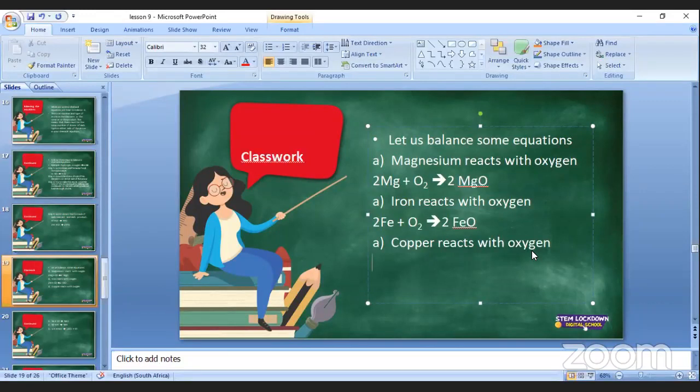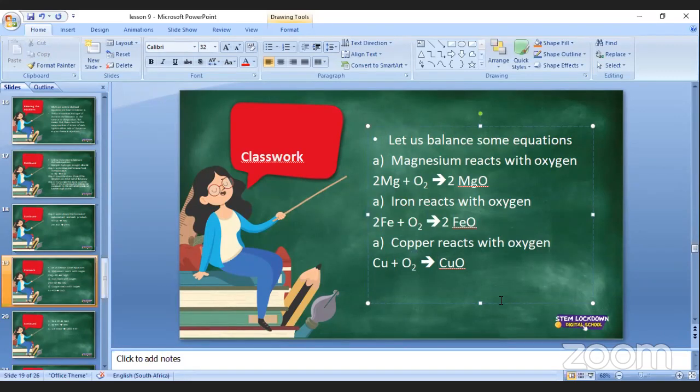So we've got copper reacts with oxygen. What must I write? We've got copper, Cu, reacts with O2. What do we get? It will give us CuO, which is copper oxide. Yes, it's a copper oxide, but our equation is not balanced.